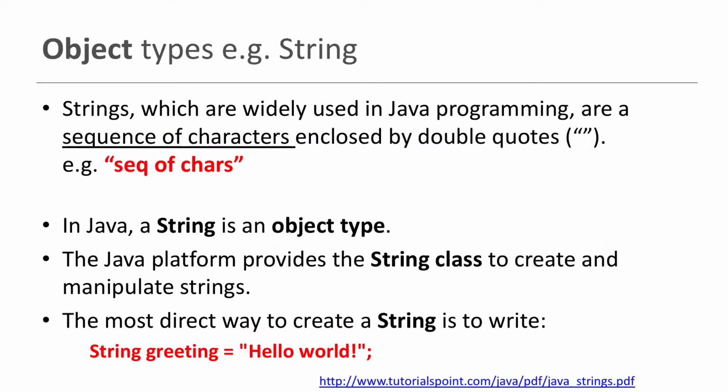Object type string. Strings, which are widely used in Java programming, are a sequence of characters enclosed by double quotes. For example, a sequence of characters in double quotes. In Java, a string is an object type, and the Java platform provides the String class to create and manipulate strings. The most direct way to create a string is to write String greeting, assigned value, double quotes, and then put your string inside.